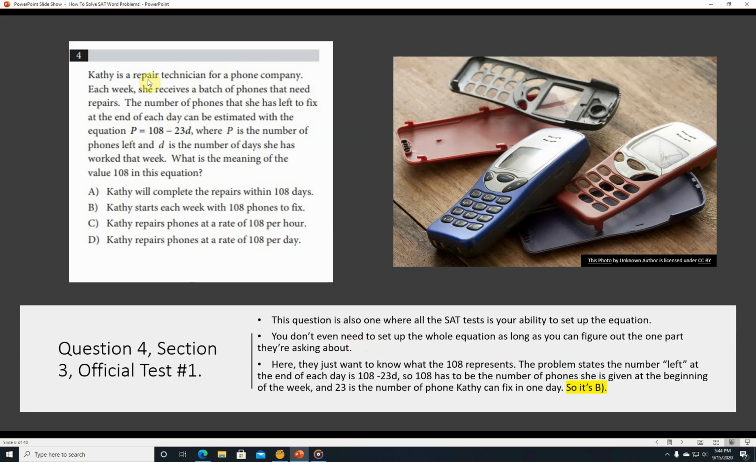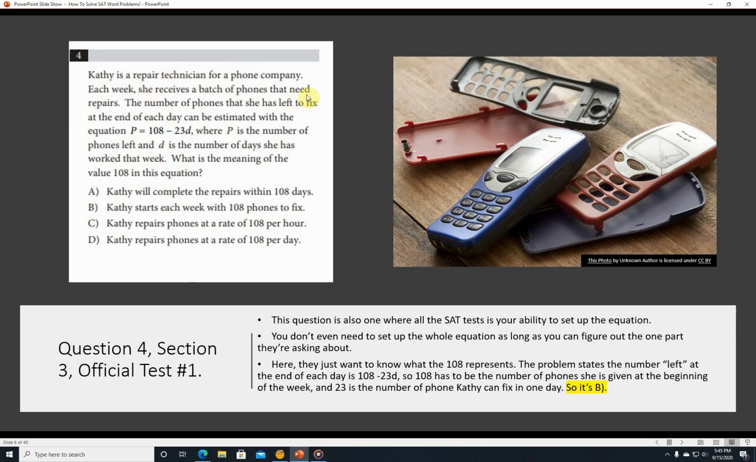Kathy is a repair technician. This is problem number 4, so it's the one right after number 3, the one we just did. Okay, so Kathy is a repair technician for a phone company. Here are some janky old phones that look like they're from about the year 2000. Anyway, Kathy is a repair technician for a phone company.